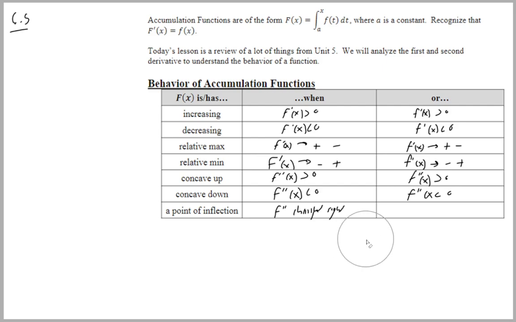Actually, I messed up here. This is actually where I read my notes wrong. This is actually where it deviates.